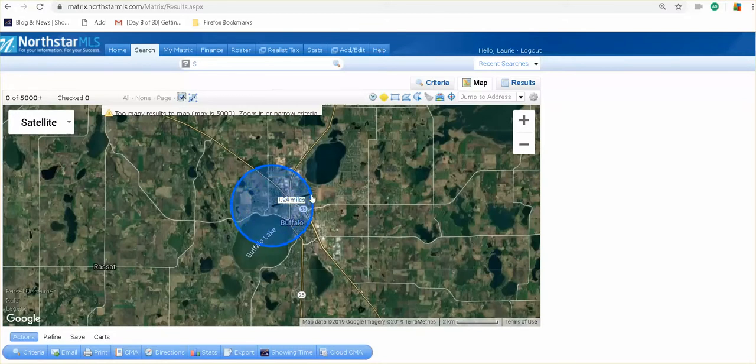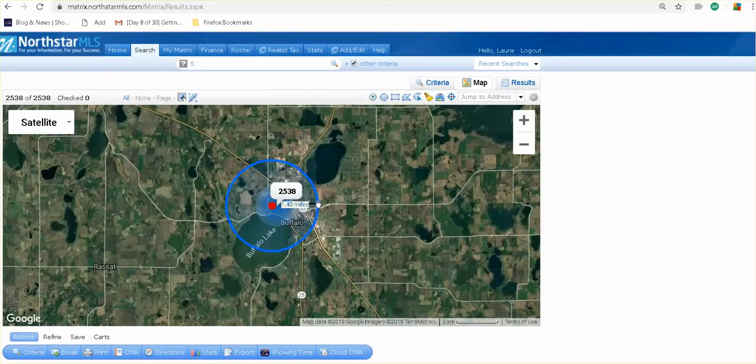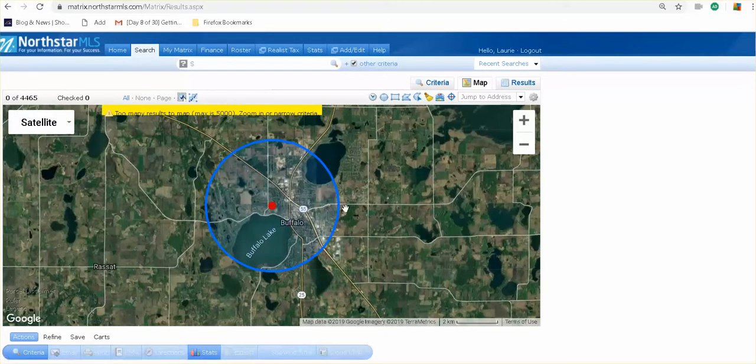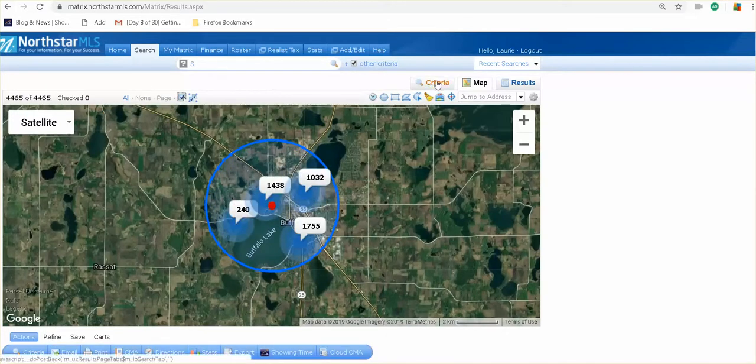There we go. So I'm covering some of the lake there, and I do realize that. It'll tell you how wide you're going out. So I'm at 1.3 miles, 1.4 miles, 1.5, getting towards Maple Lake a little bit, but it is still Buffalo School District. I'll go to just about 2 miles. That's pretty good right there. So that's where I'm going to grab my shape for my solds.